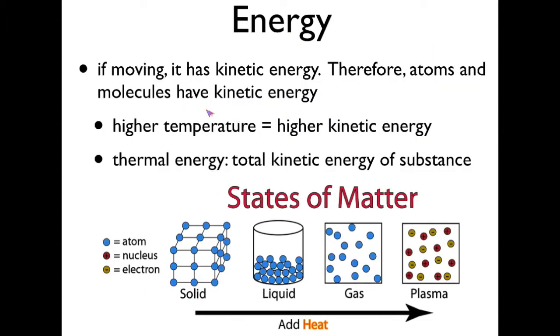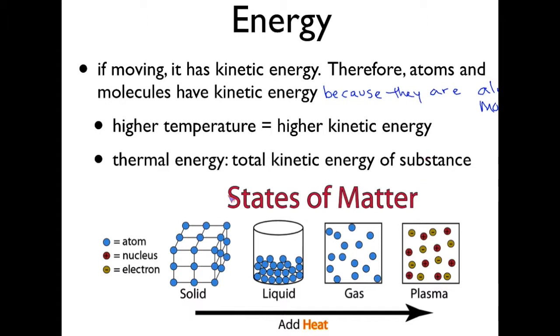Now, if something is moving, it has kinetic energy. We know this. We know that kinetic energy is the energy of moving. And that means that atoms and molecules have kinetic energy because they are always moving. Okay, and I'll write that in. This means if something has a higher temperature, it's going to have a higher kinetic energy.